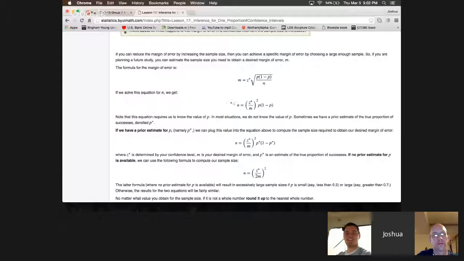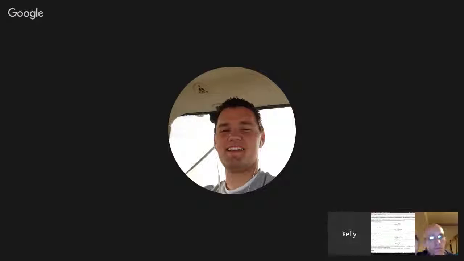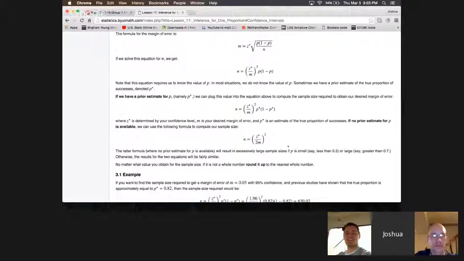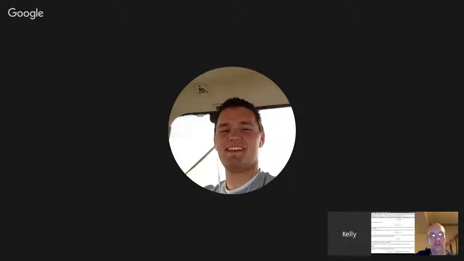I found this. I don't know if this is right. Is this the equation to find n? Let me look at your screen. There was a more simple one, wasn't there? Yeah, and then you simplify it. Then it becomes this right here. What does M stand for again? N is the sample size. That's what we're trying to find.